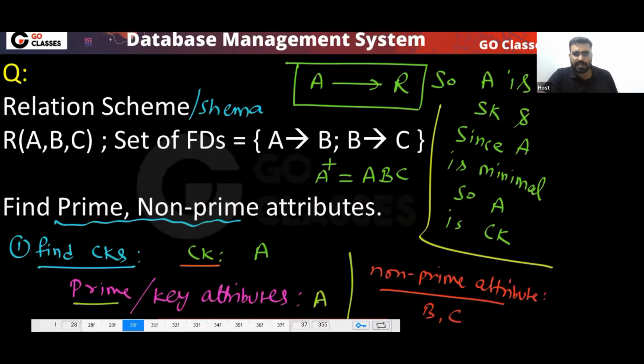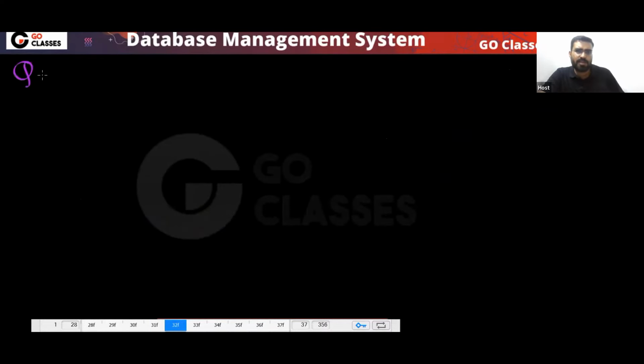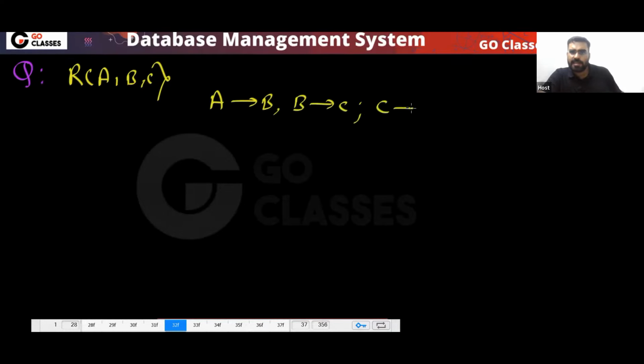Now let's see the next. Tell me about this one. If you have this relation, if your relation is ABC, and let's assume you have A determines B, B determines C, and C determines A. So in this relation, these are the functional dependencies. Then tell me what are the prime attributes and what are the non-prime attributes.